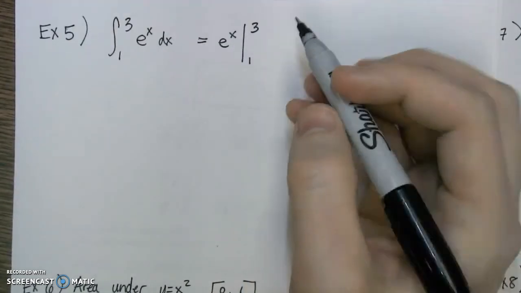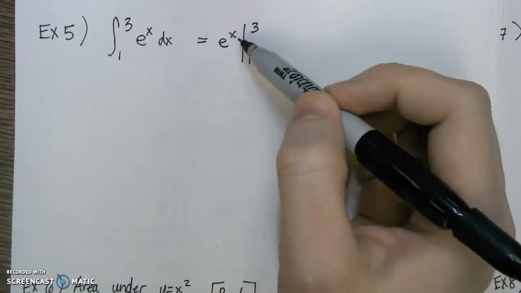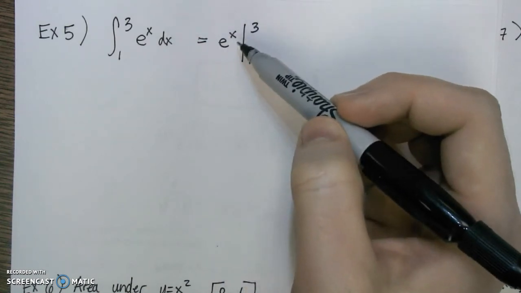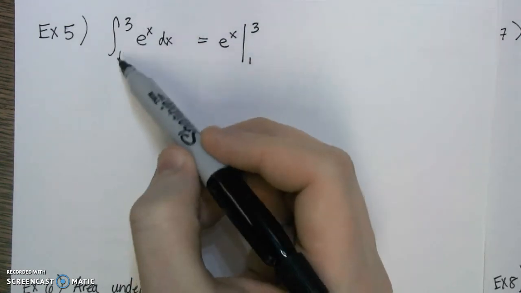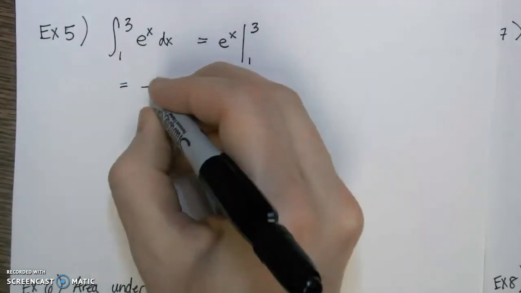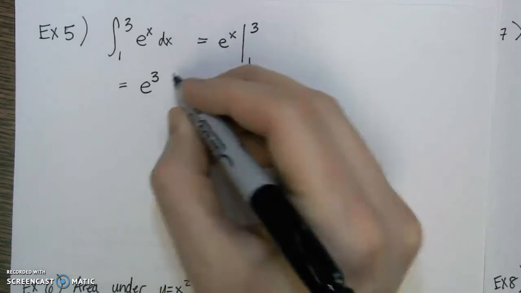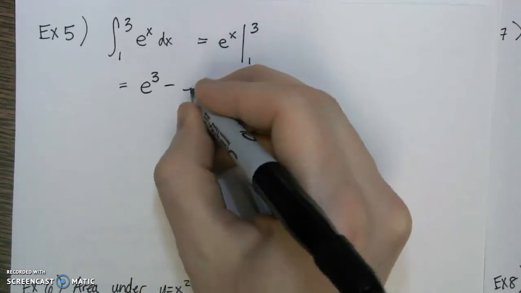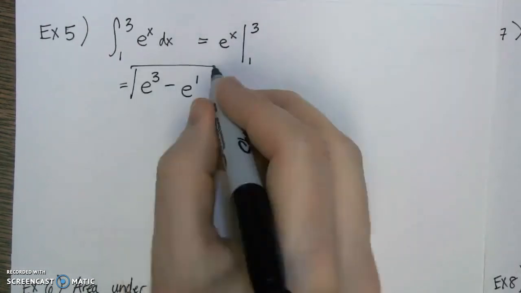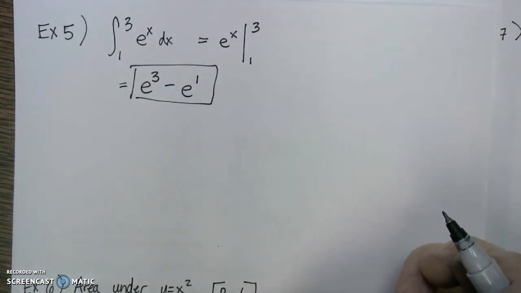Now here, we're not putting plus c when we do these problems, so you don't have to worry about the constant for this type of problem when they give you the numbers to plug in. So now we're going to plug in 3, we get e cubed, minus, then we plug in the lower limit, e to the first. We're subtracting those, and that is as far as you can go for that one without a calculator.